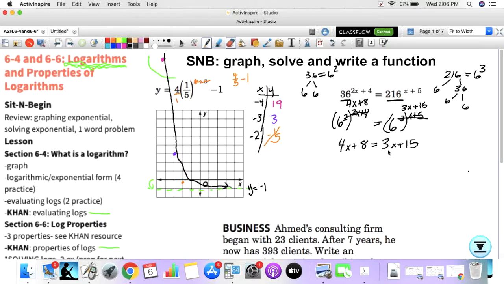Now I'm going to move everything to the same side, so I'll minus 3x, minus 3x. I'll get an x over here. I'm going to minus 8, and I'm going to get a 7 over here. Ta-da! There's my solution. Okay, so again, we want to have those same bases. Look at what, this is clearly a perfect square. So I was like, I wonder if this is divisible by 6, and it ended up being perfectly a perfect cube of 6. Okay, let's go down to a word problem.